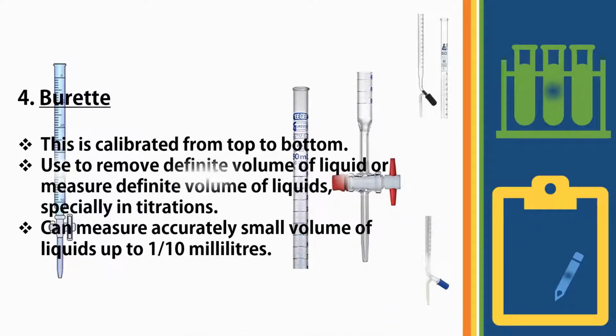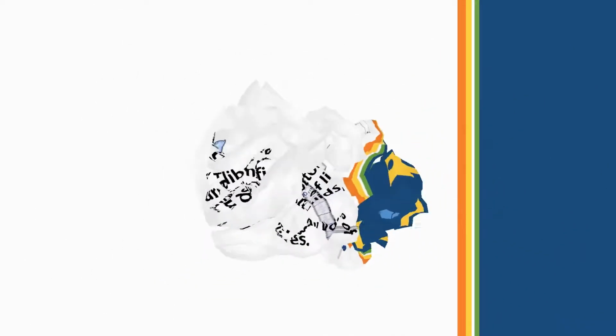Burette. This is calibrated from top to bottom. Used to remove a definite volume of liquid or measure a definite volume of liquids, especially in titrations. Can accurately measure small volumes of liquids up to 1/10 milliliters.